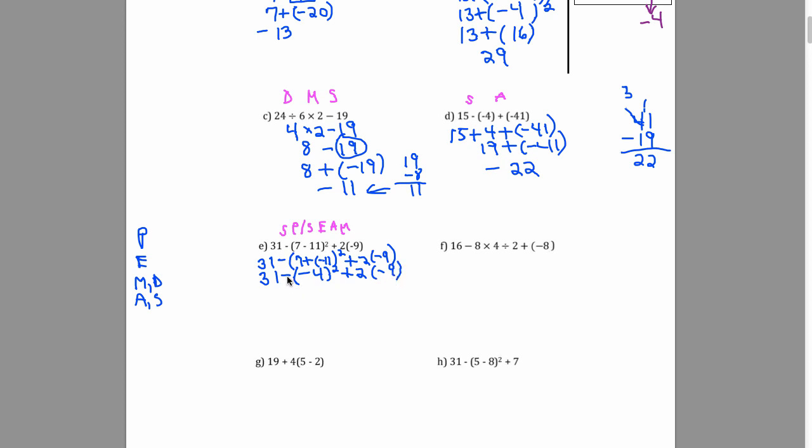Now we have subtraction here, exponent, addition, multiplication. So PEMDAS, we'll do the E next. 31 minus. Now -4 times itself twice, we've seen already, is positive 16.